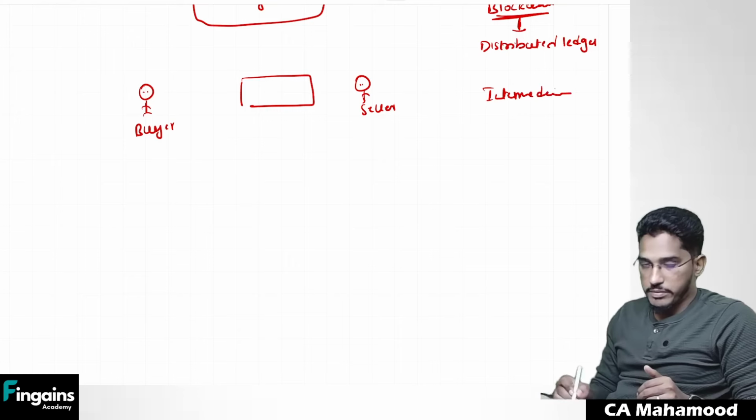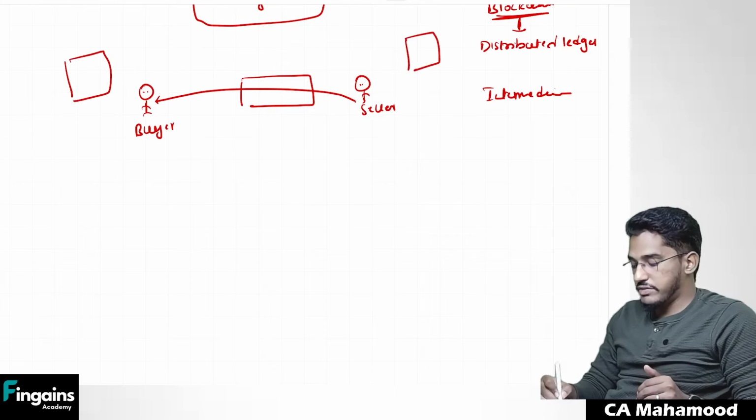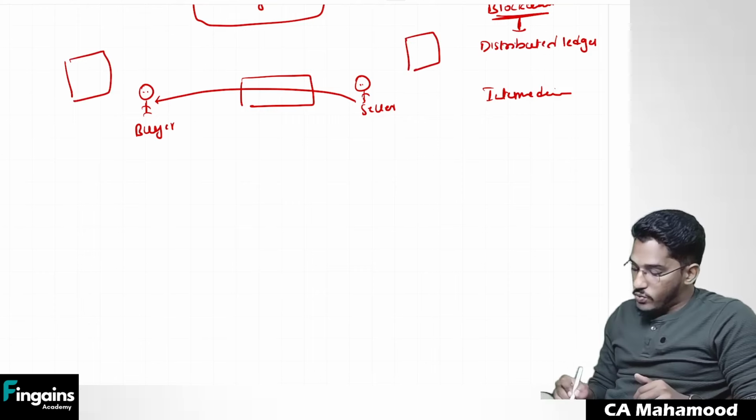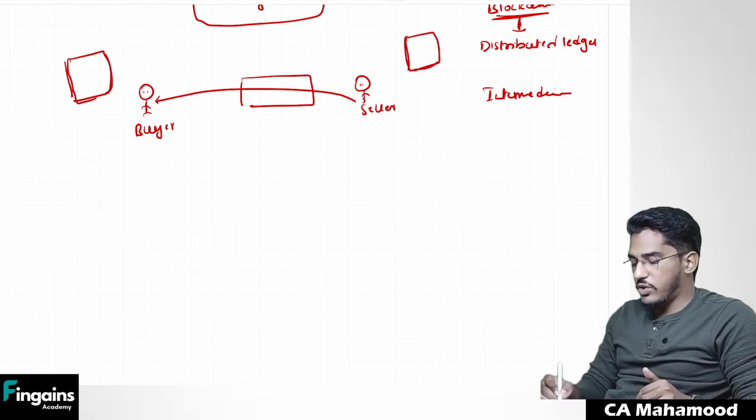There will be no requirement of intermediaries. First time transaction will happen. Say for example, this seller has sold the property to the buyer. Now there will be something called a ledger. A distributed ledger will be there. A digital copy of the ledger, a digital record will be there. So once the seller sells the property to the buyer, that transaction will get updated in all the ledgers.